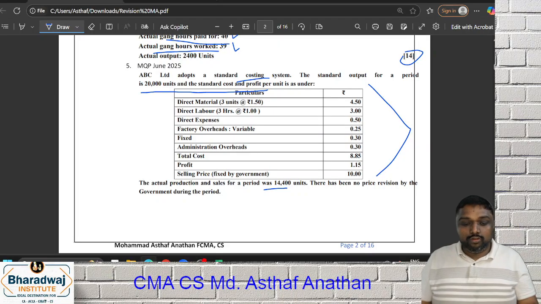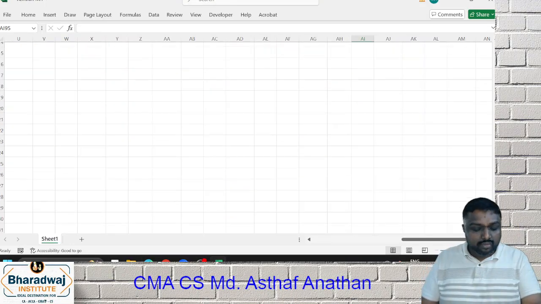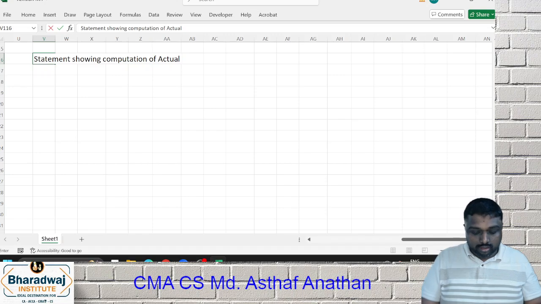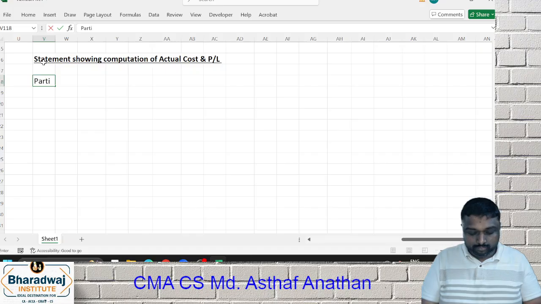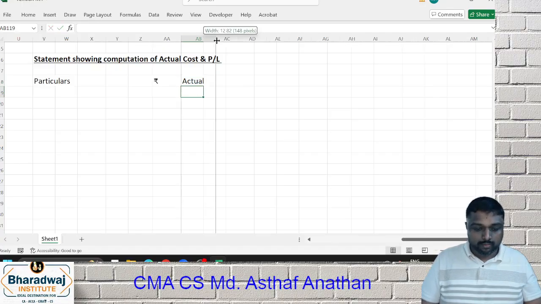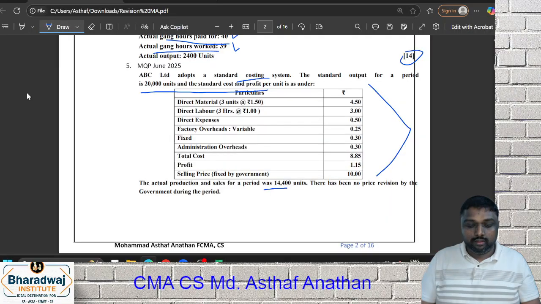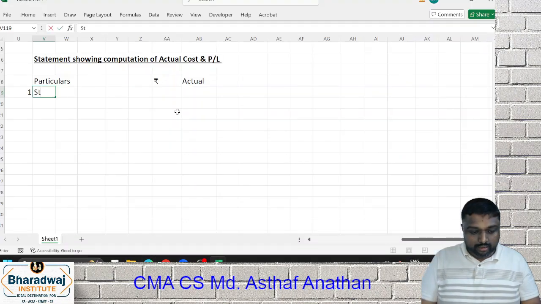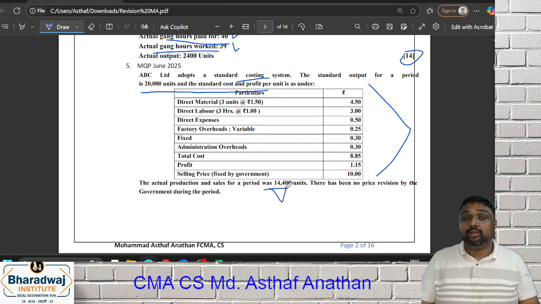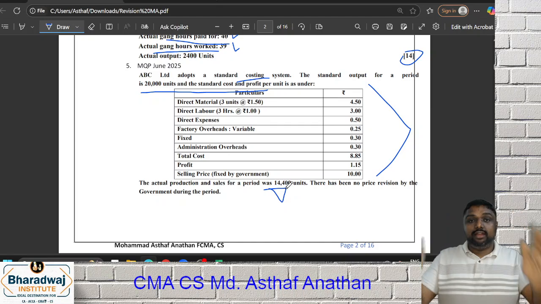Shall we start, friends? So we are going to do a small statement, very easily we are able to do. So a statement showing computation of actual cost and profit and loss. So first we will start with material. See, what is the standard material cost? Standard material, you have to take your actual, because we know standard is what? Standard quantity for actual production.